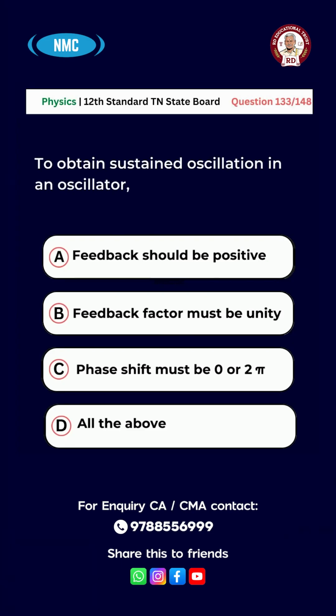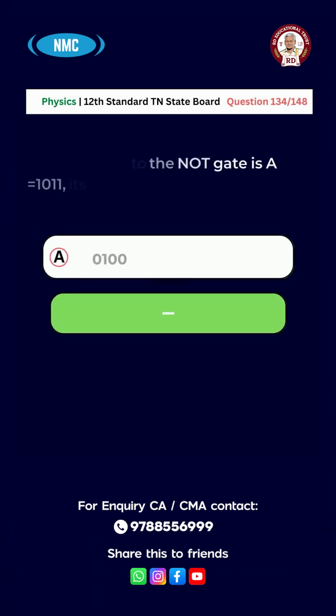Option A. Feedback should be positive. B. Feedback factor must be unity. C. Phase shift must be 0 or 2π. D. All the above. Right answer is option D. All the above. Question number 134.